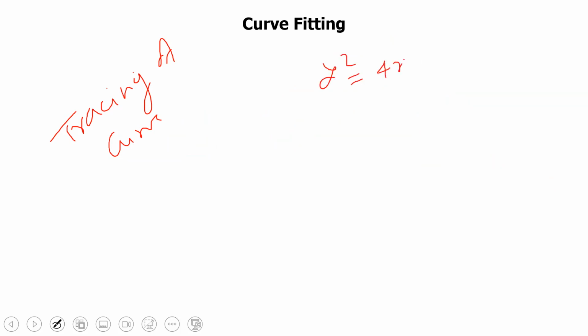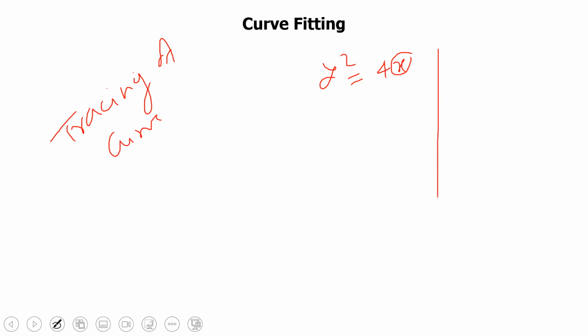Now the other thing is tracing of curve, or curve tracing. So what is this? Suppose we are given a parabola y square equal to 4x. One method is we put different values of x, and correspondingly we get different values of y. Now if we have the set of different points of x and the corresponding values of y, then we are able to plot that graph and we get this parabola.